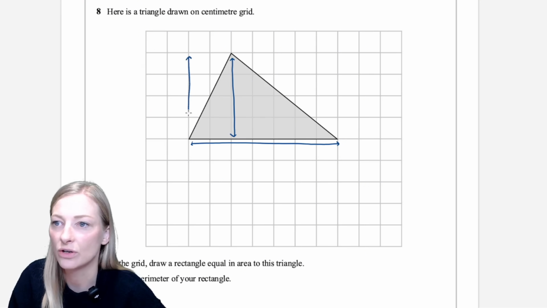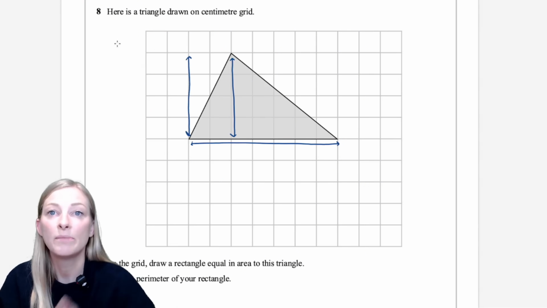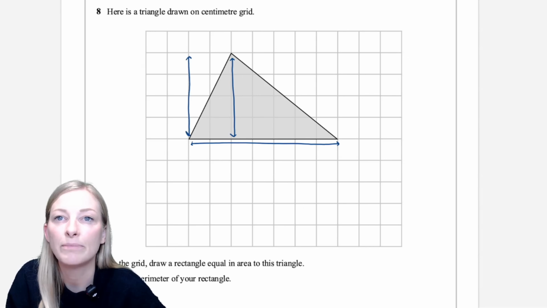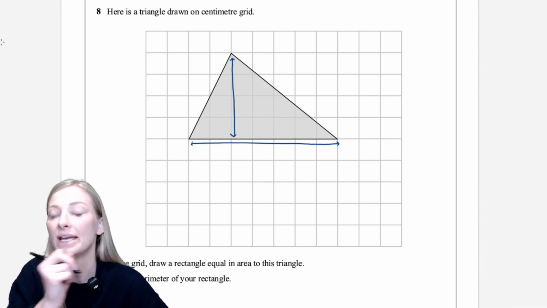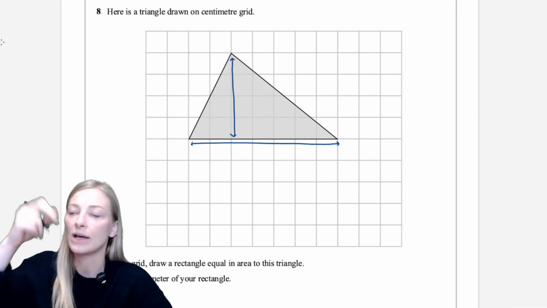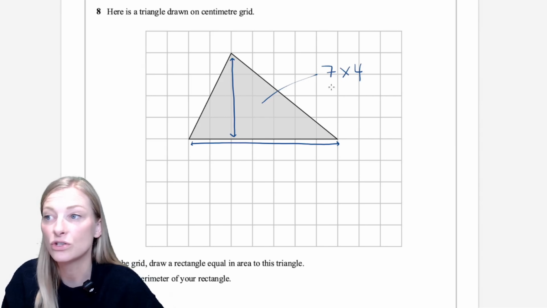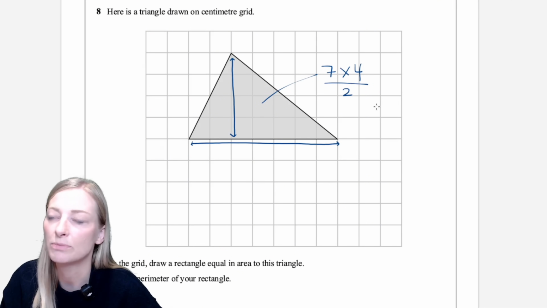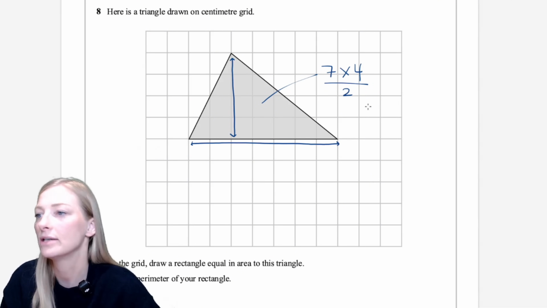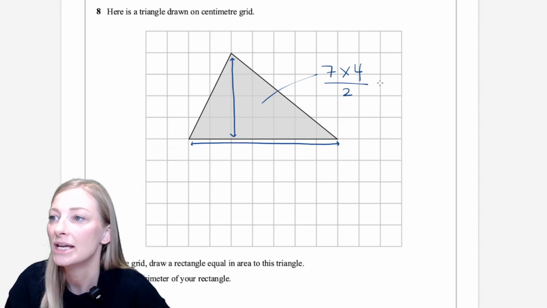You can measure it at the side if you want, or you can measure it in the middle, but it needs to be at right angles to that base. When you're doing area of a triangle, it's base times perpendicular height divided by 2. So the area of this triangle is 7 times 4, and then because it's a triangle, we know that we need to divide by 2, either half base times height or base times height divided by 2.